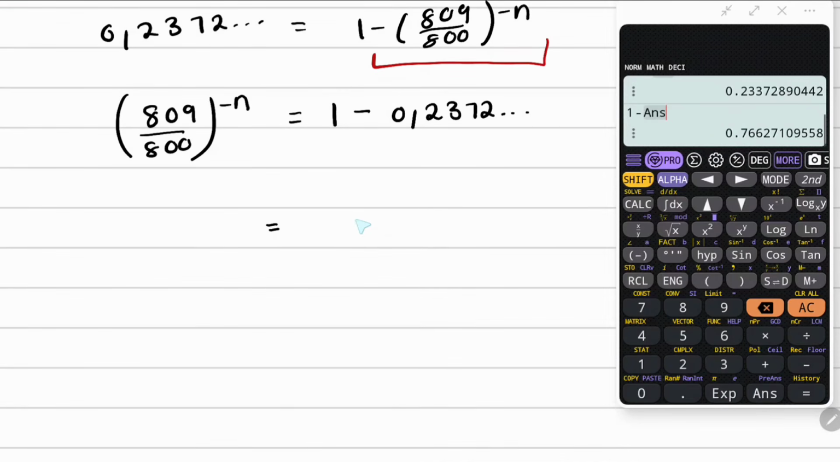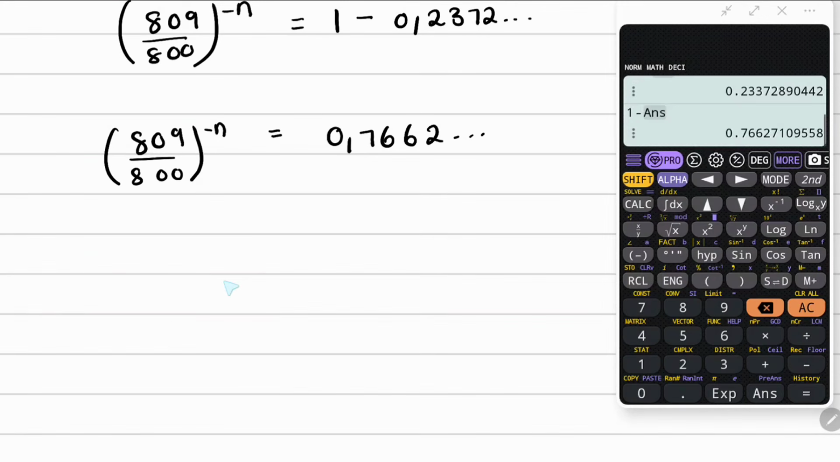Okay, so 1 minus Ans is 0.7662, and I'm not rounding again, and we still have 809 over 800. You see here, it's really just the calculation and being careful with that. Okay, and we have that now.